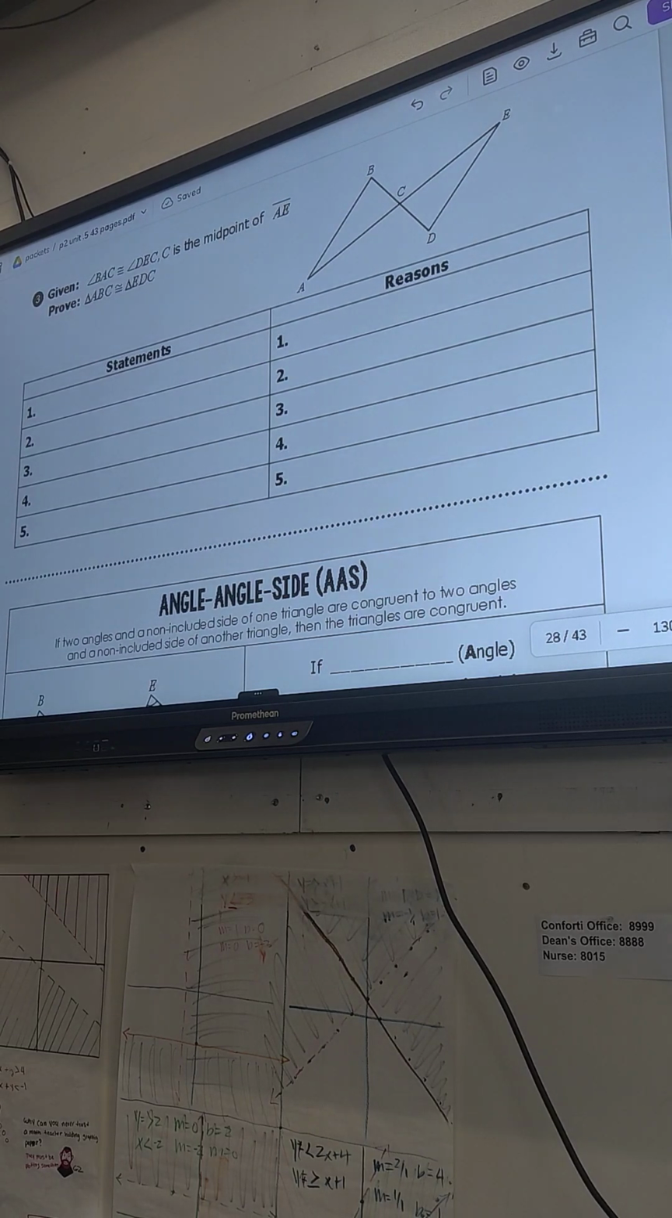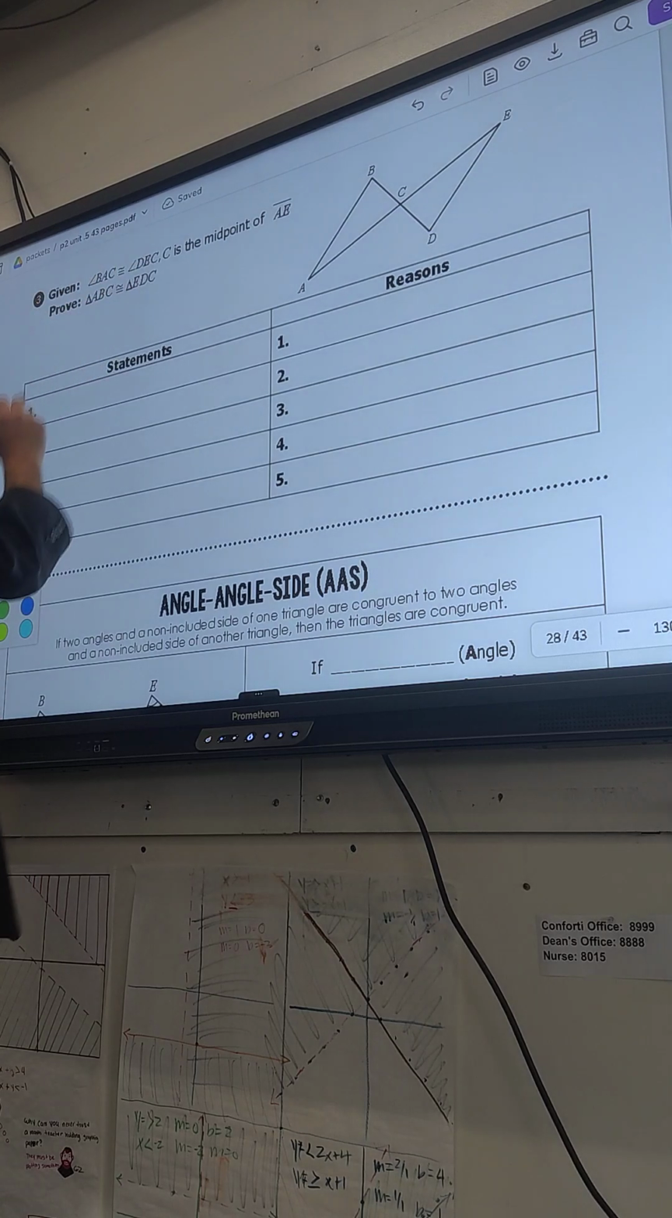So now we have another proof. All right. So they tell us, oh, but now we don't have the statements. We have to find them ourselves. So we might as well first write down what they gave us.